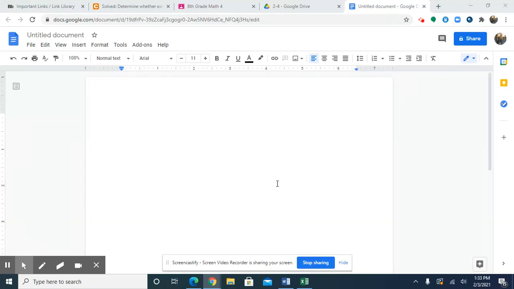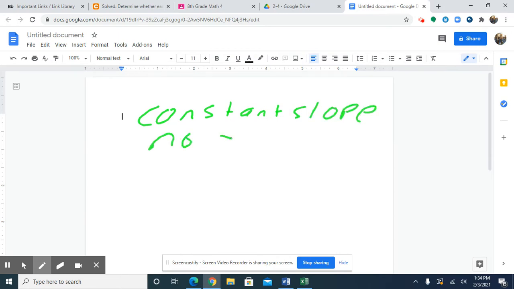All right, guys, so we're going to go into the concept of what we call proportional relationships and direct variation. First off, let's start with what a proportional relationship is. A proportional relationship is something that has a constant slope. So the slope has to be constant and no y-intercept. So what does that mean?